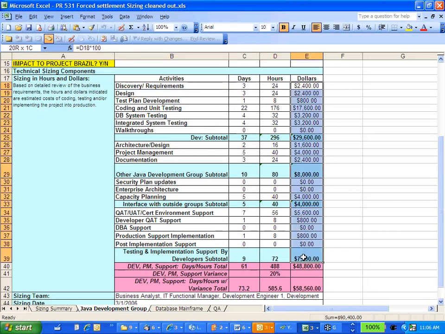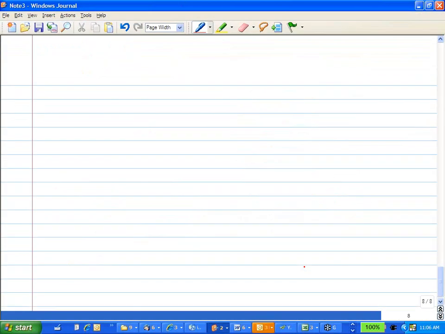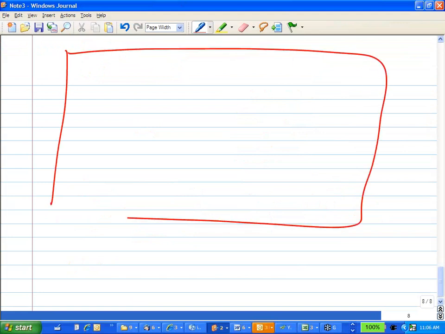Let's talk about this money aspect. Why are we multiplying hours by 100? How did we come up with this $100? Let's talk about, in the world of software development, how do these teams charge each other money?